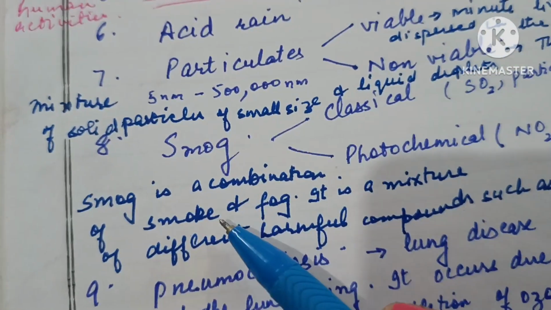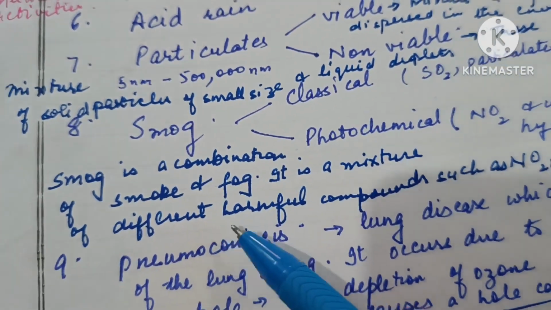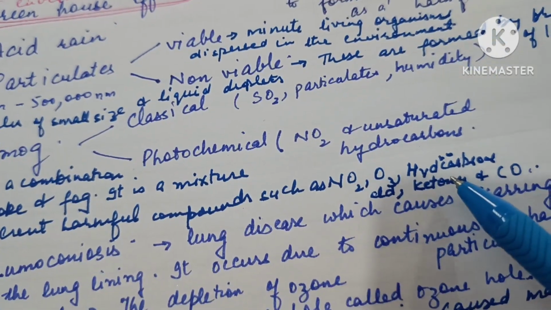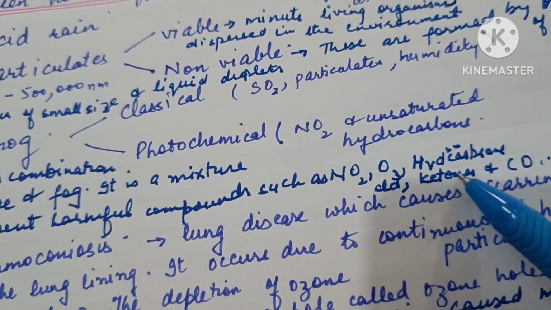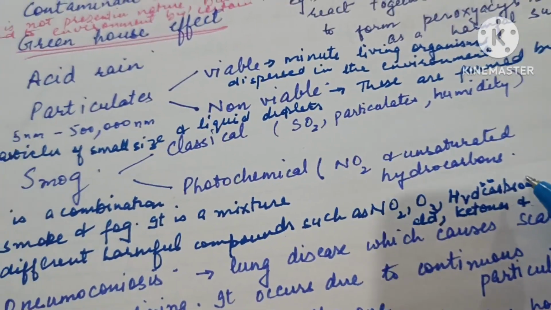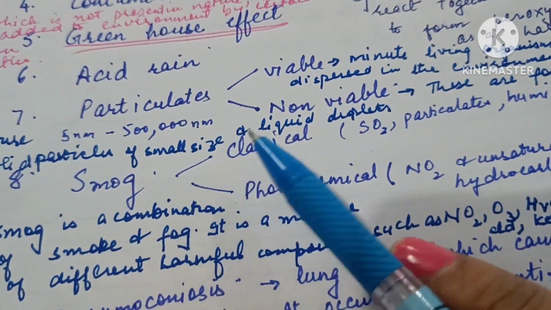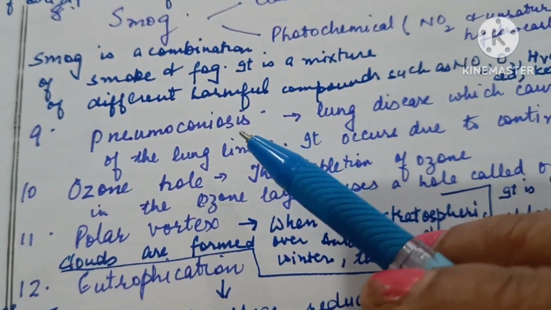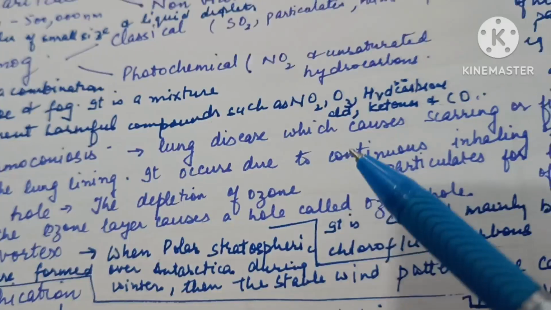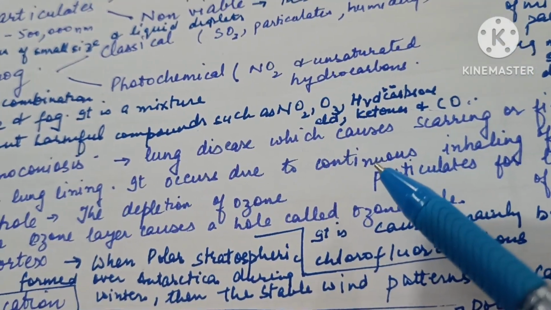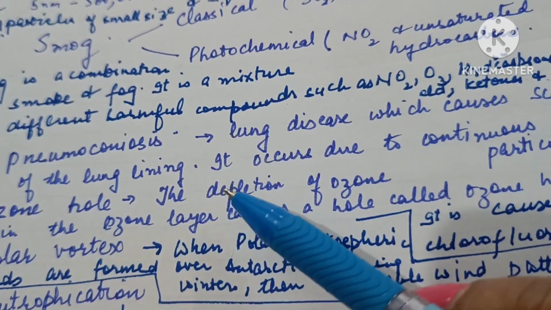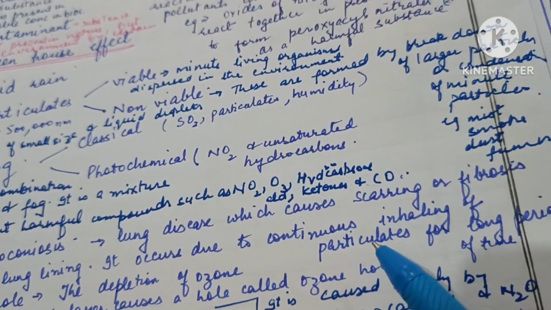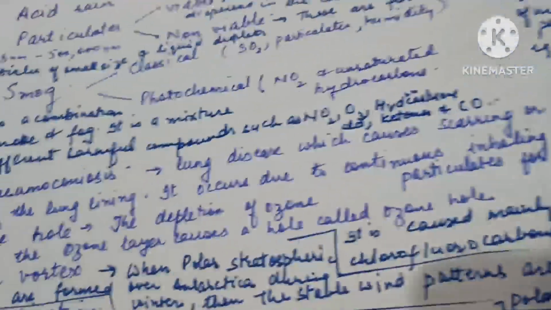Smog is a combination of smoke and fog. It's a mixture of different harmful compounds such as nitrogen dioxide, ozone, hydrocarbons, aldehydes, ketones, and carbon monoxide. Smog is of two types, classical smog and photochemical smog. Pneumoconiosis is a lung disease which causes scarring of the lung lining. It occurs due to continuous inhaling of particulates for a long period of time.